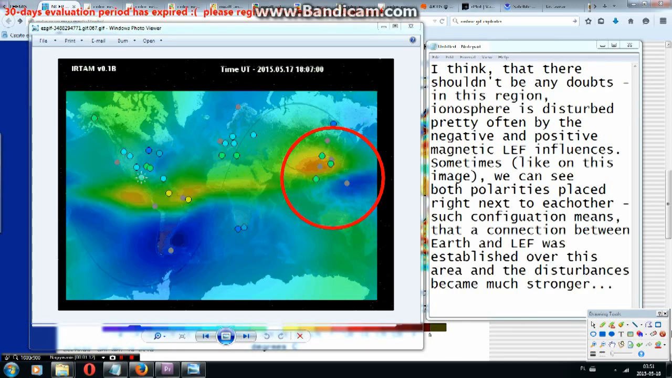I think that there shouldn't be any doubts. In this region, the ionosphere is disturbed pretty often by the negative and positive magnetic low energy field influences. Sometimes, like in this image, we can see both polarities placed right next to each other. Such a configuration means that a connection between Earth and the low energy field was established over this area, and the disturbances became much stronger.